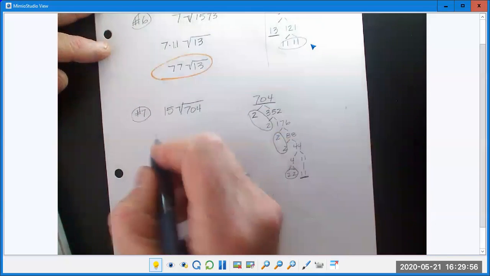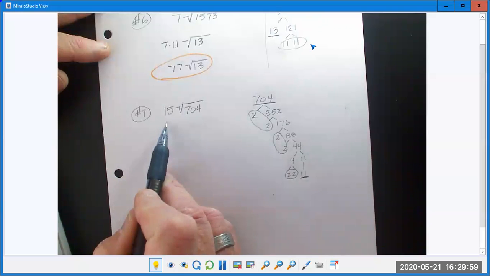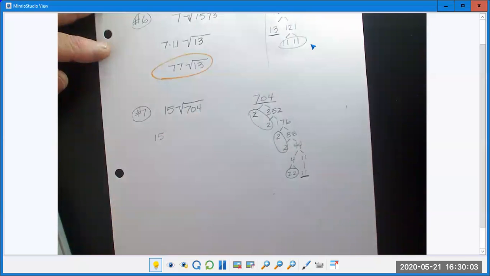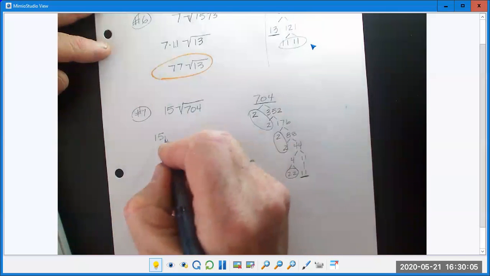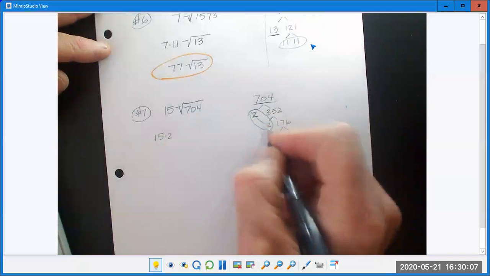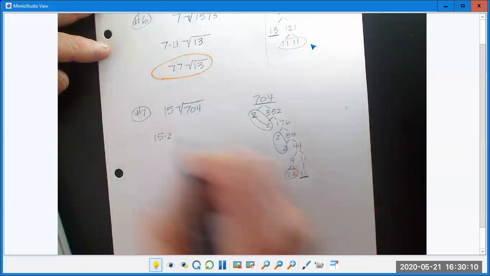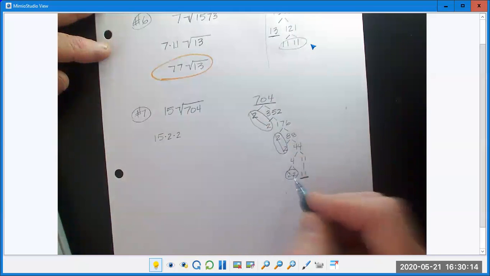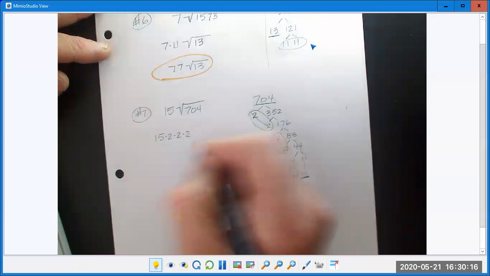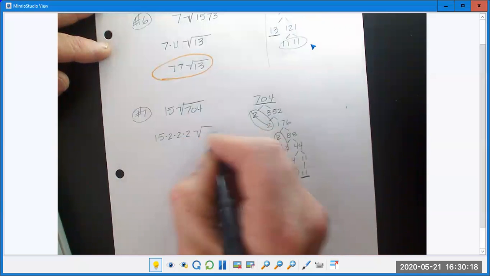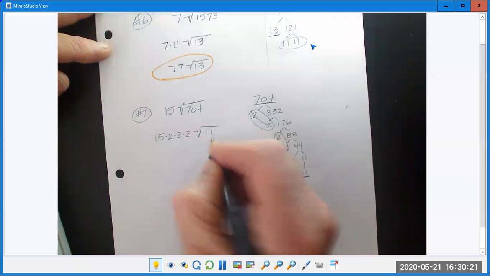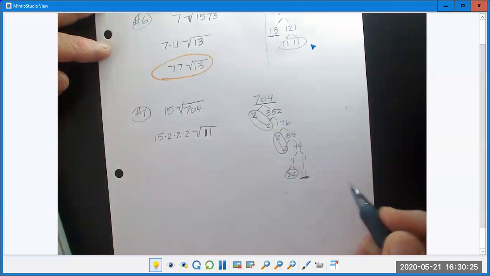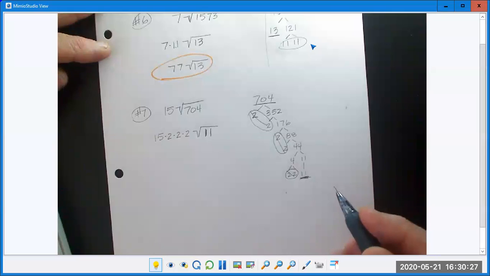So I had an existing term of 15 out front before I started my factor tree. Now I have this 2 that is going to be pulled out. I have another 2 that is going to be pulled out. And then I have another set of 2s that is going to be pulled out. And I was left with 11 underneath my radical. All right, here's my 11. That's a prime number, nowhere to go with that one.